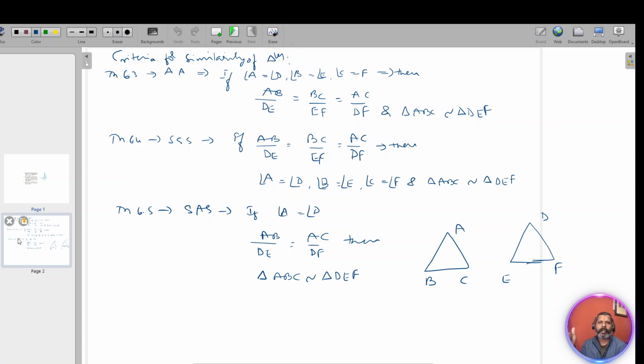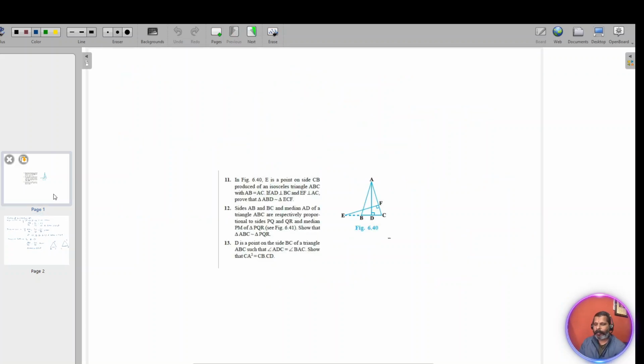Just recap it. AA criteria, SSS criteria, SAS. If in two triangles all three angles are equal, they are similar. If all three sides are proportional, they are similar. Or if two sides and the included angle of one triangle are proportional to the corresponding two sides and the included angle of the other triangle, then the triangles are similar. Recapping that, we'll continue the question solutions here.